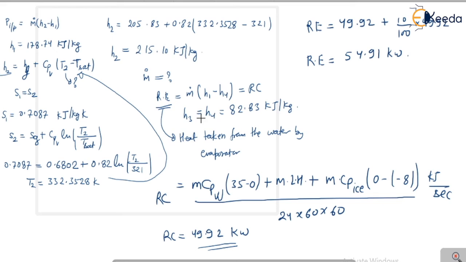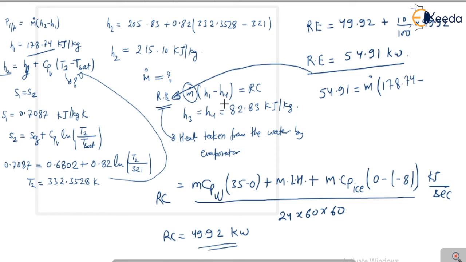Okay, my dear friends, now this RE value is applied over here, and from here we can easily calculate the mass flow rate. This value 54.91 is equated with the mass flow rate times H1 minus H4. The H1 value is known, 178.74, and the H4 value is the same as H3, which is 82.83. By solving this equation, the value of mass flow rate is 0.57 kg per second.